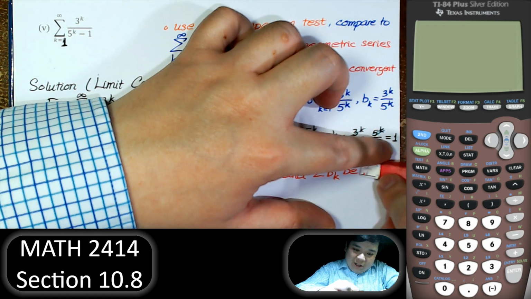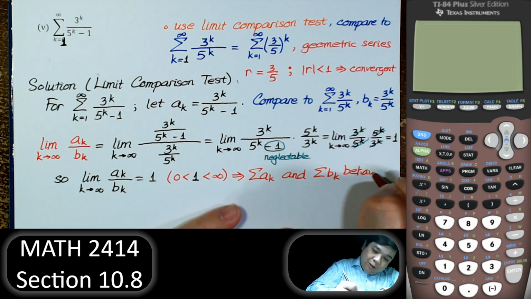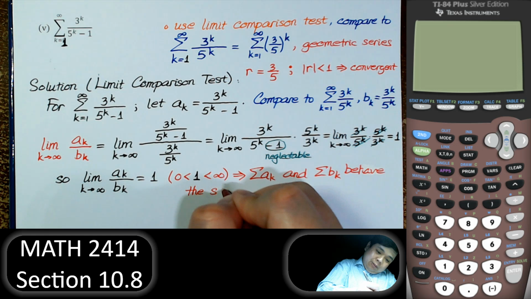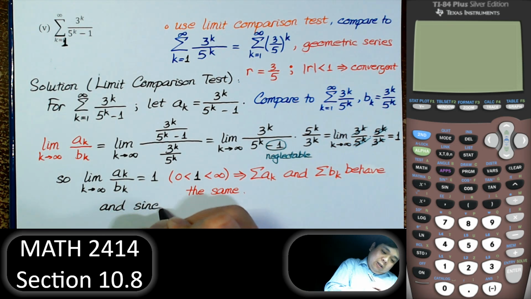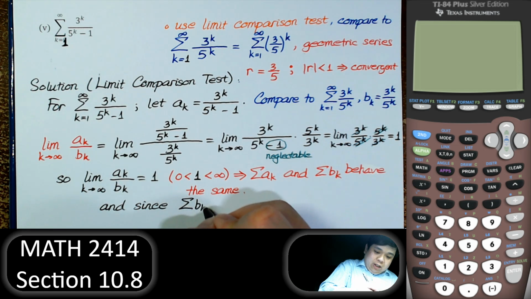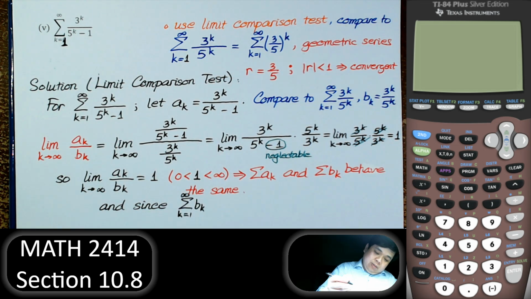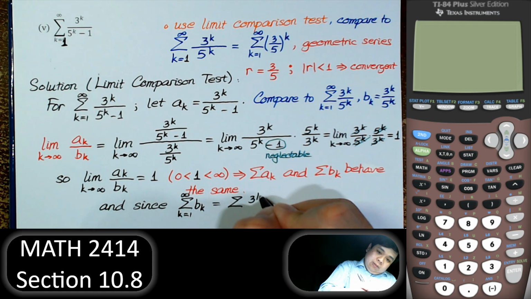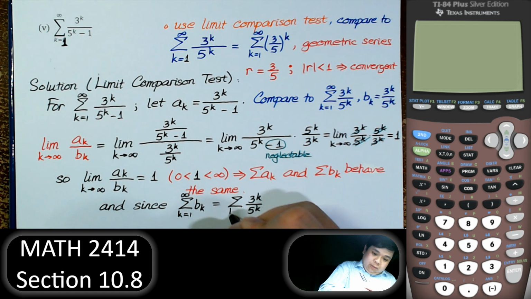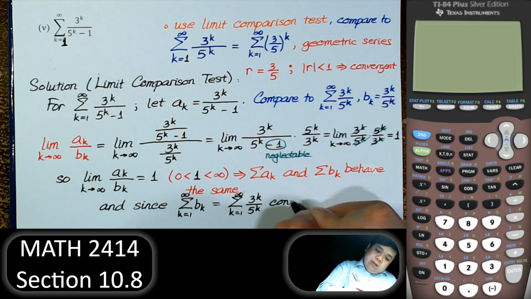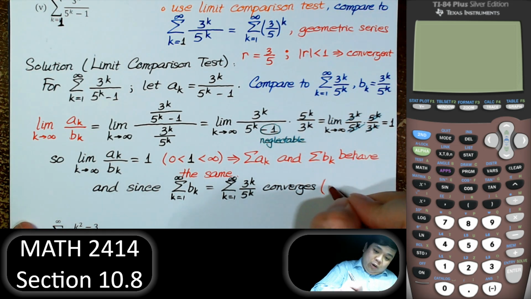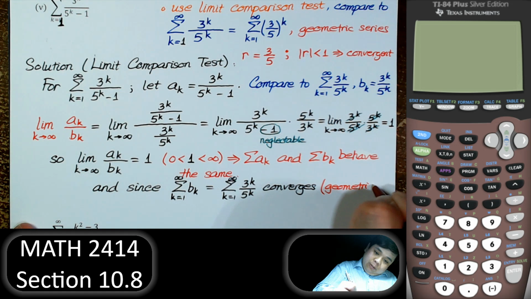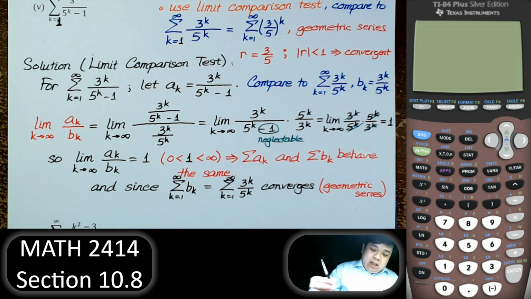And since the series b of k converges, because this is a geometric series with the ratio between -1 and 1, now they behave the same, and one of them is convergent, the other one is convergent as well.